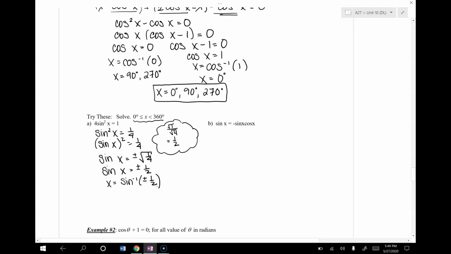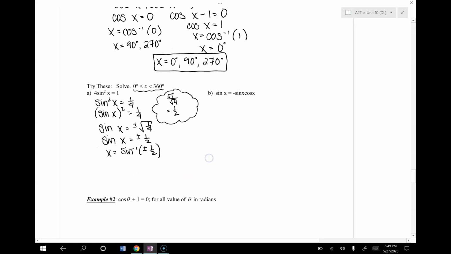The plus and minus is super important because we're not restricted to quadrants. The plus and minus means every quadrant, okay? In the first quadrant, sine is positive. In the second quadrant, it is positive. In the third and fourth, it is negative, okay? So all 4 quadrants. Where is sine equal to plus and minus 1/2?